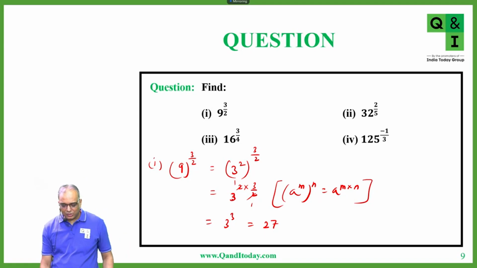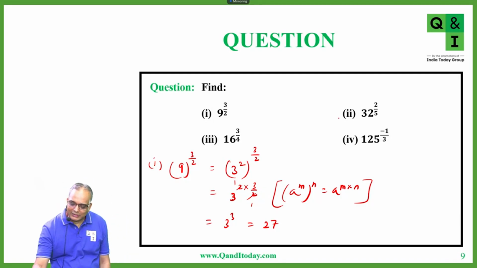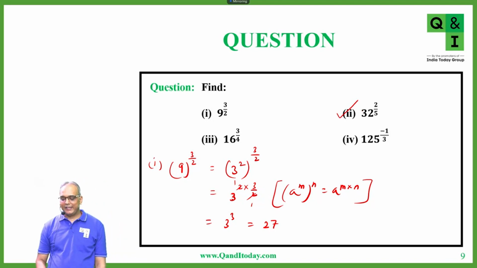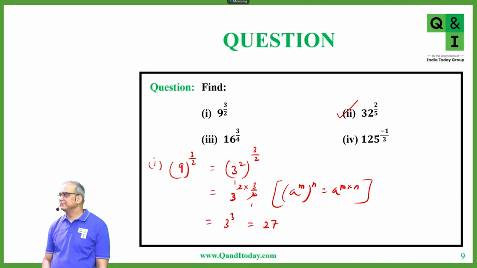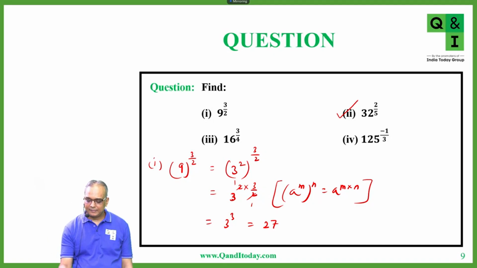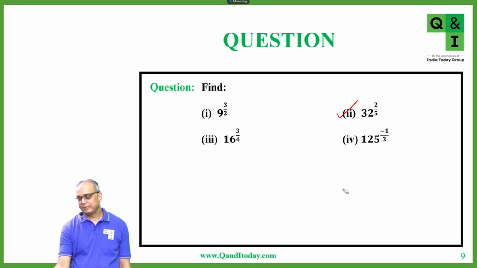Has everyone understood this concept? Yes, sir. Okay. Can you solve this second one now? 32 raised to the power 2 by 5. Yes, please solve it and tell me the answer. Yes, Subhranshu, correct. Sir, we can take 2 to the power 5 into 2 upon 5, that 5 will cancel, and so the answer will be 2 square. So that will be 4.